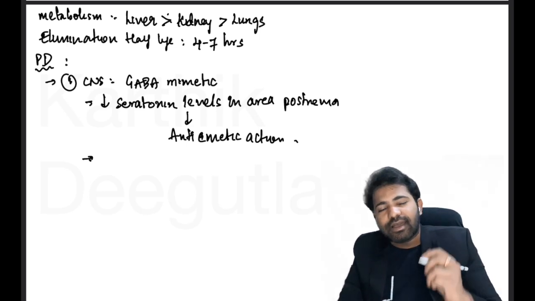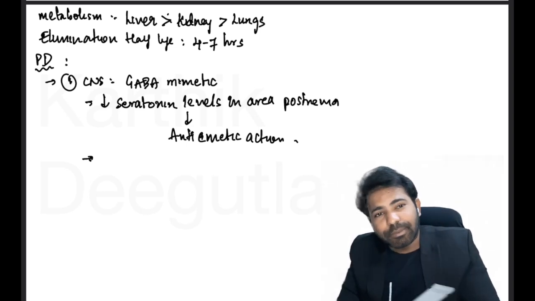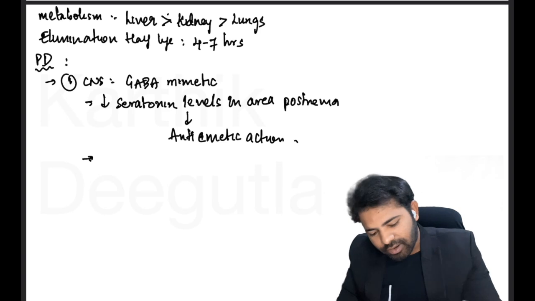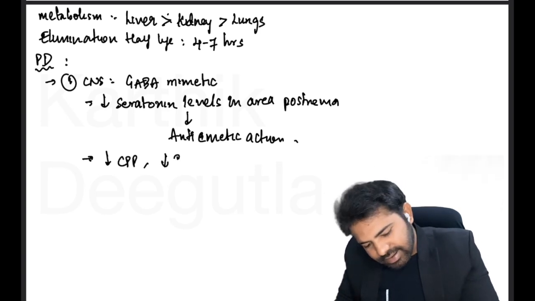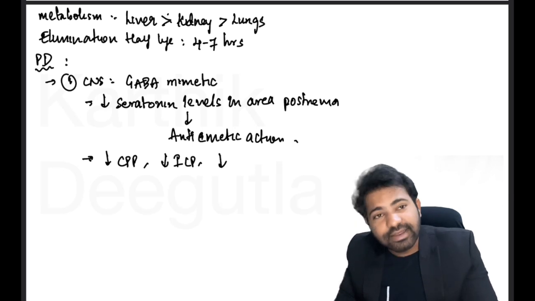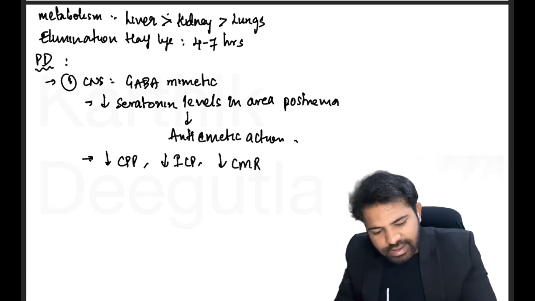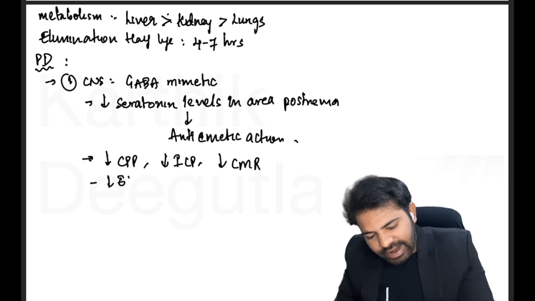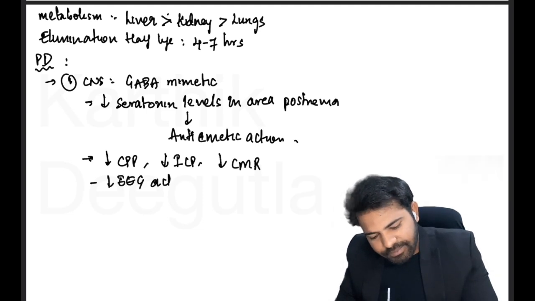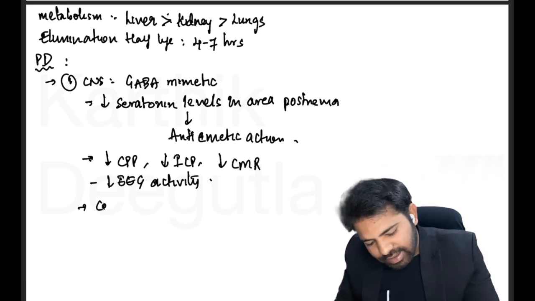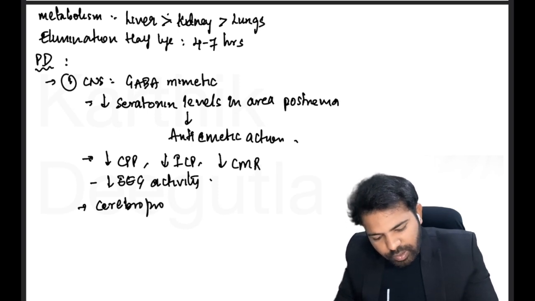Then what is its action on the cerebral perfusion pressure, cerebral blood flow and all? It decreases cerebral perfusion pressure. It decreases the intracranial pressure. It decreases the cerebral metabolic rate, and also it decreases the EEG activity, electroencephalogram activity. Is this clear? So it has a cerebroprotective effect.